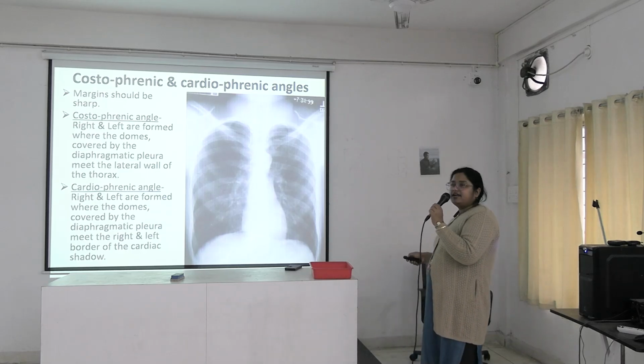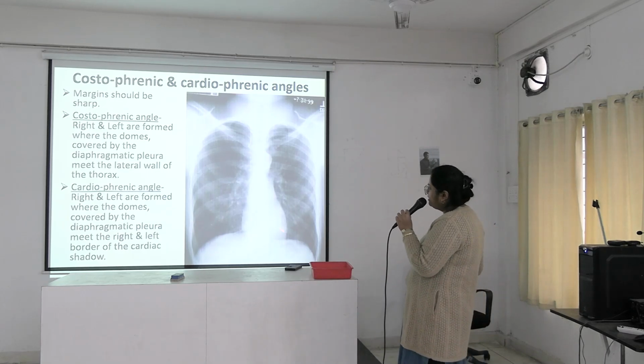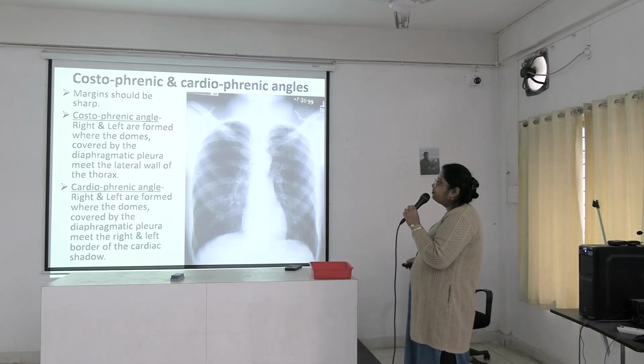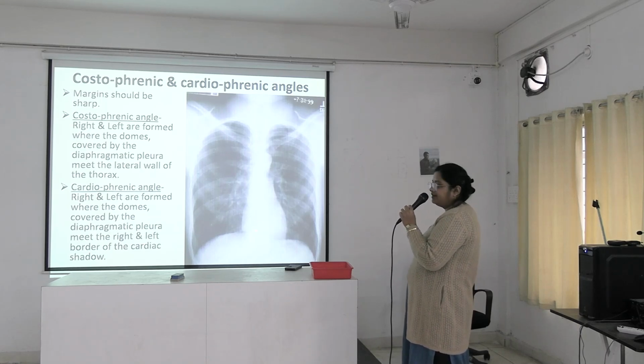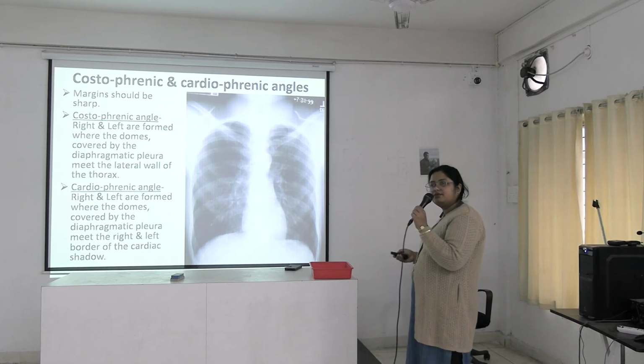And the cardiophrenic angles are also right and left, and are formed where the domes covered by the diaphragmatic pleura meet the right and left border of the cardiac shadow. Here are the two cardiophrenic angles, right and left. Okay.